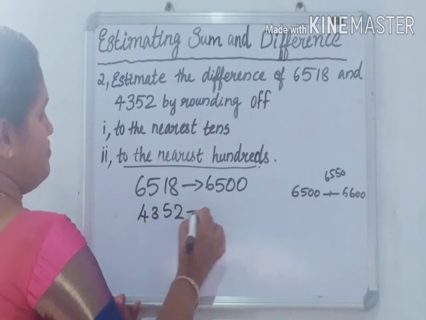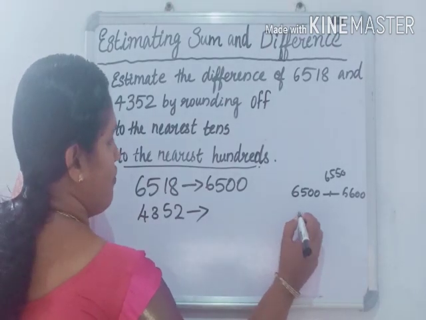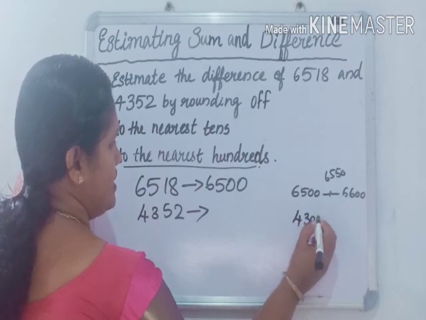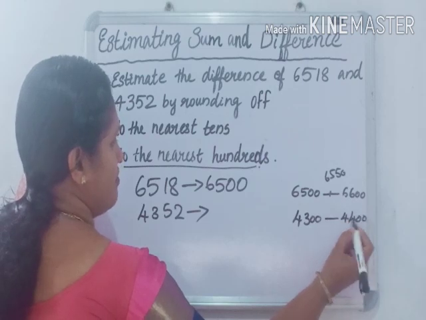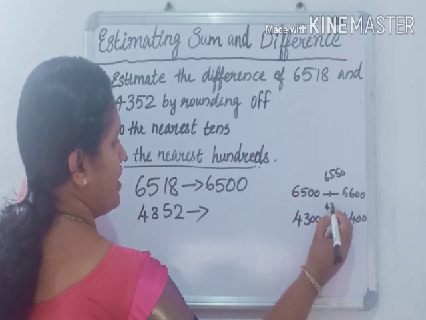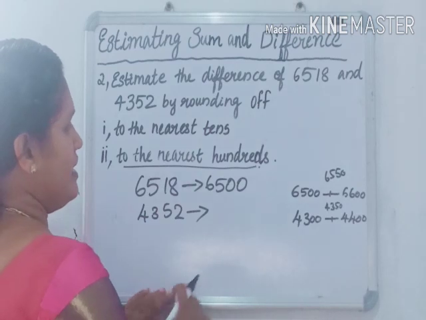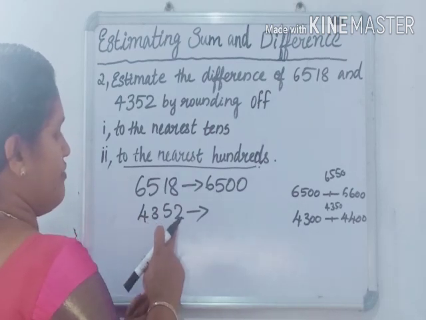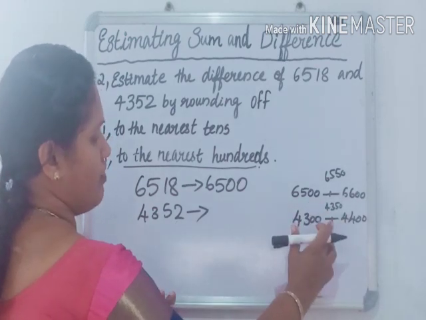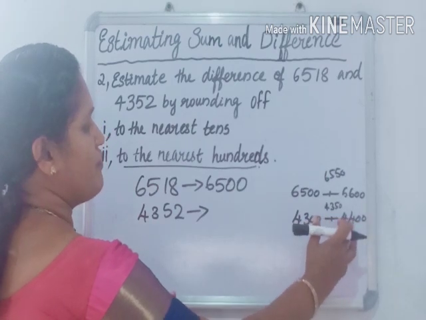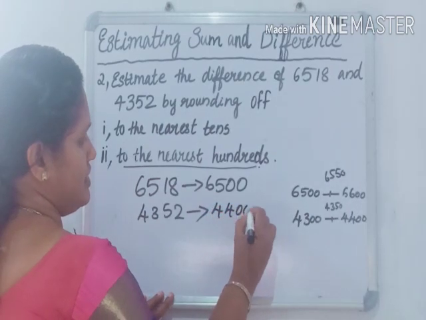Okay. Next, 4352. Here 4352 lies between 4300 and 4400. Middle number is 4350. Okay. Then the number 4352 is after the middle number, so it is nearer to 4400. So it is rounded up to 4400. Clear?